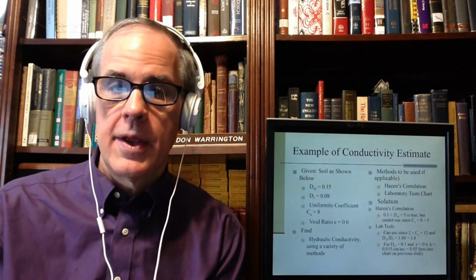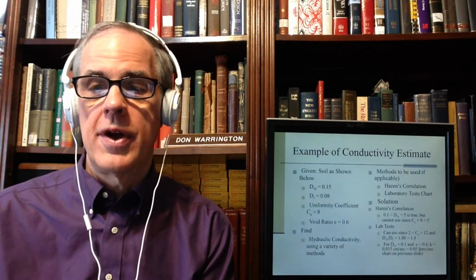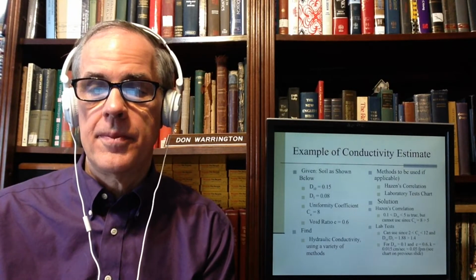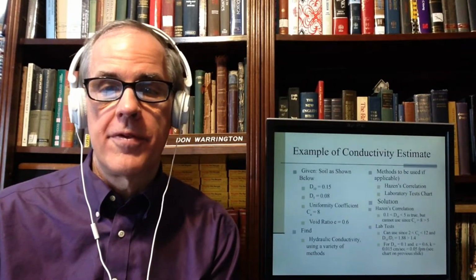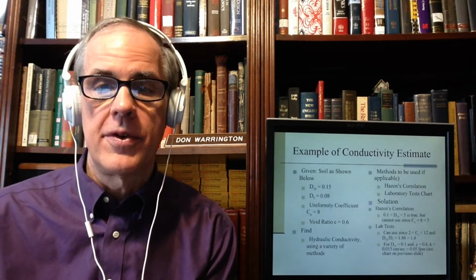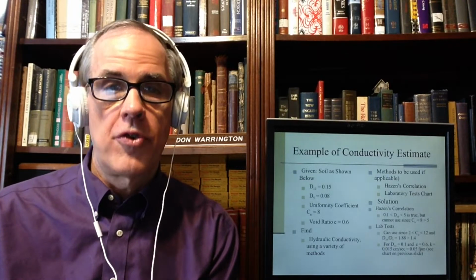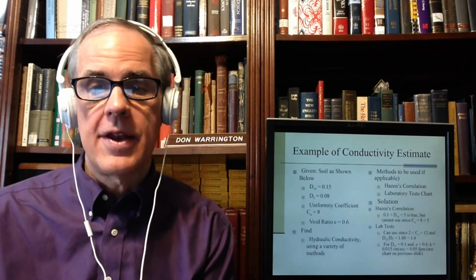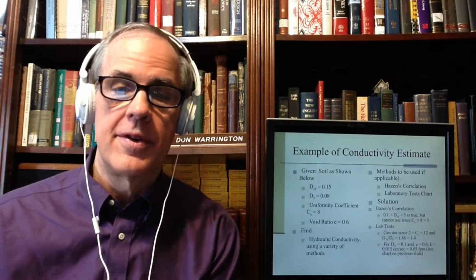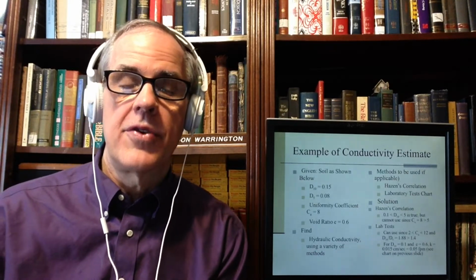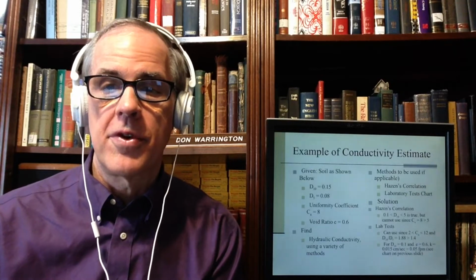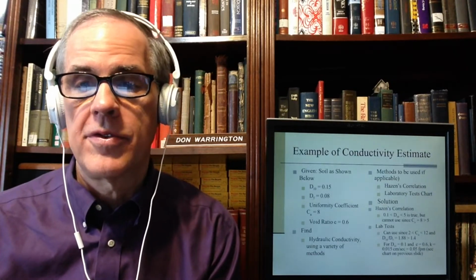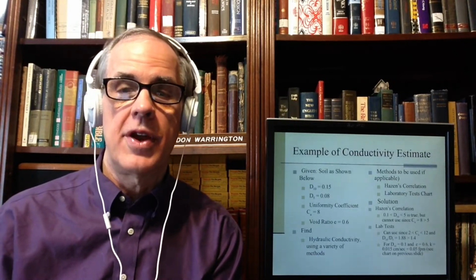So let's look at an example. Given the soils below, the D10 is 0.15 and D5 is 0.08. Uniformity coefficient is 8 and the void ratio is 0.6. Find the hydraulic conductivity using a variety of methods. And the methods we're going to look at is just two of them, Hazen's and the laboratory test charts.